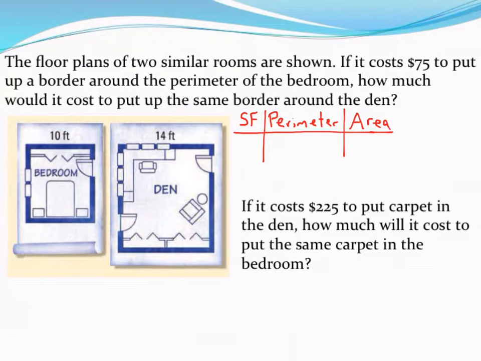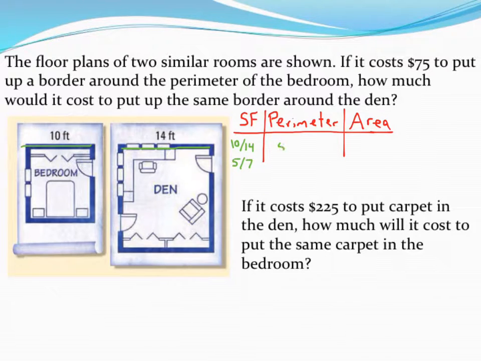So to begin the chart, I need to figure out what I know about both rooms. And in this case, I can see that what I have matching up are those two sides, 14 and 10. Well, when I know that two sides match up, I'm able to find the scale factor. So my scale factor is going to be 10 over 14. Of course, I'll simplify that, dividing both numerator and denominator by 2. I get a scale factor of 5 over 7.